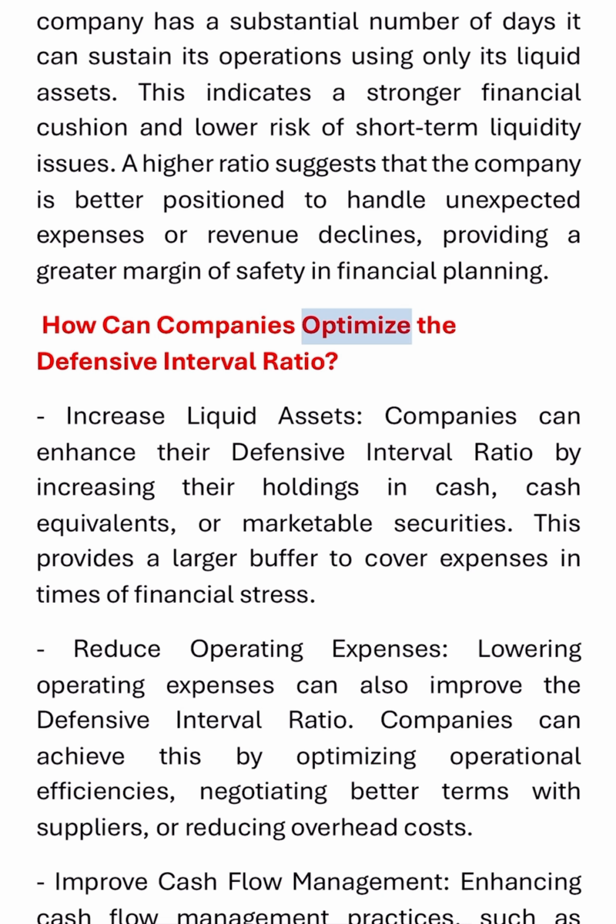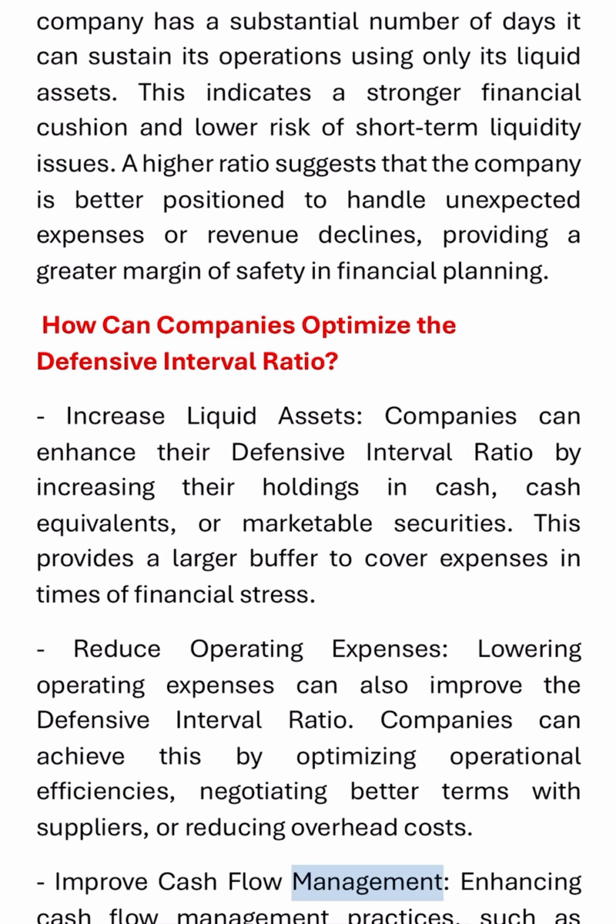How can companies optimize the defensive interval ratio? Increase liquid assets. Companies can enhance their defensive interval ratio by increasing their holdings in cash, cash equivalents, or marketable securities. This provides a larger buffer to cover expenses in times of financial stress. Reduce operating expenses. Lowering operating expenses can also improve the defensive interval ratio. Companies can achieve this by optimizing operational efficiencies, negotiating better terms with suppliers, or reducing overhead costs.